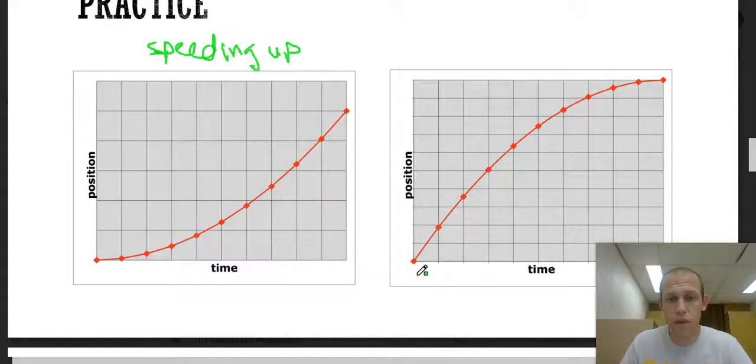All right. If we look at this one, the position is changing a lot. Then not so much. Less, less, less, until it looks like it's hardly changing at all. This is an example of slowing down.